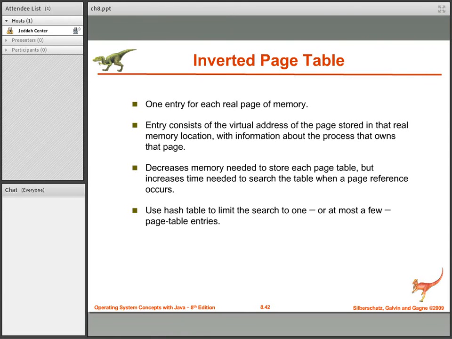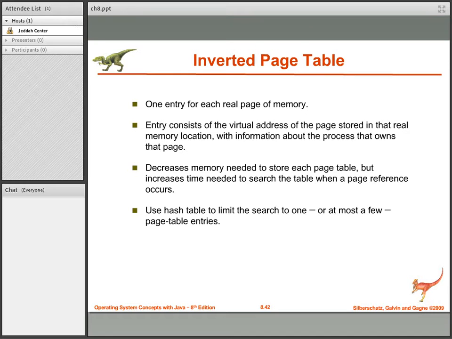Finally, we have the inverted page table. In this case, we have one entry for each page of memory. So we go and look at it in a reverse viewpoint. We look at the physical memory arrangement and how it reflects back in reverse to our paging. The sequence of the virtual address stored in that real memory location.